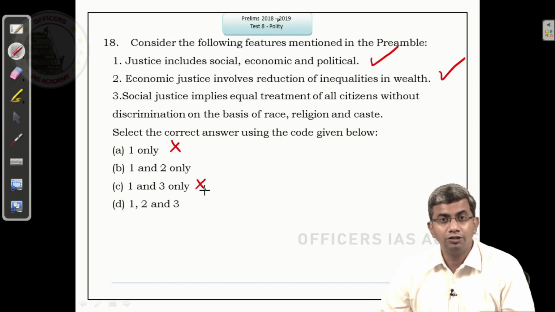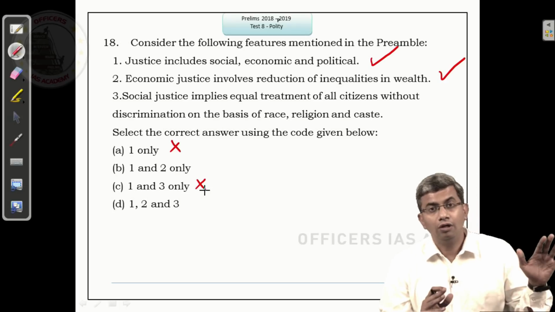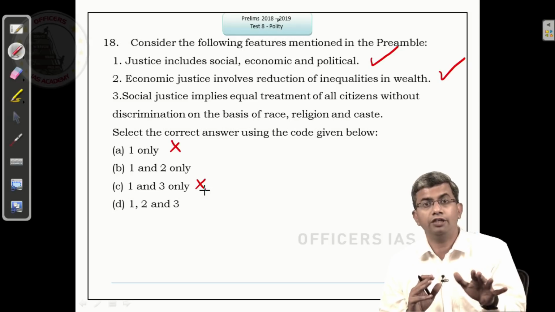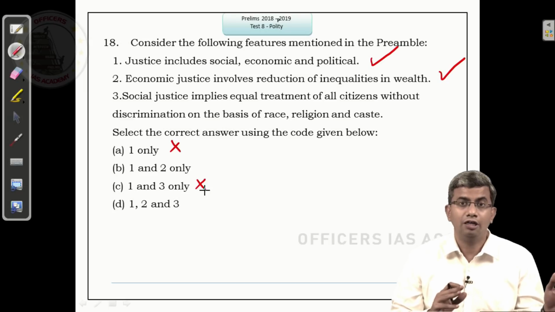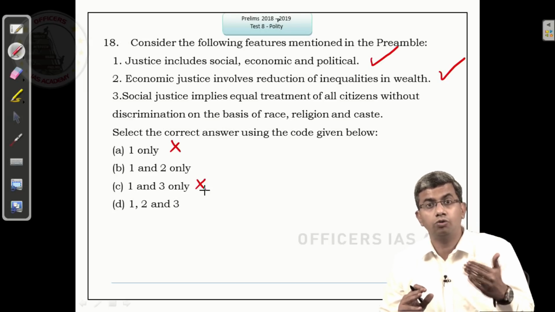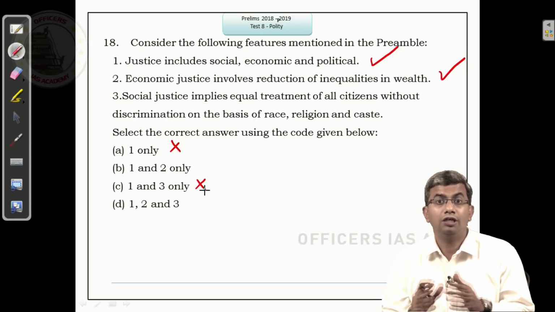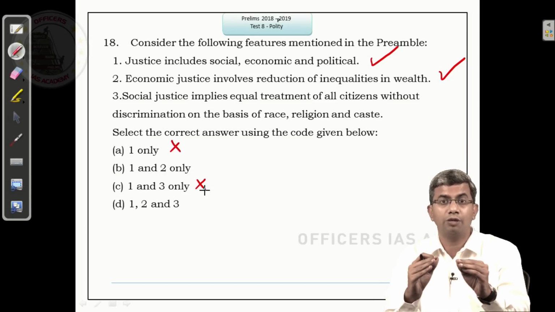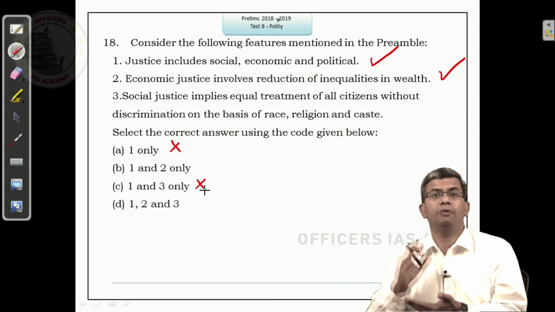So what is social justice? Social justice is setting right the competing claims of various classes and also trying to set right the caste based discrimination which was prevalent in this country for centuries together. In order to set that right, we have social justice. And that is what is offered through various reservations and affirmative actions. So the third statement is wrong. The third statement is actually political justice. It is equality, where you treat everyone equally without discrimination. Social justice positively discriminates in favor of the underprivileged classes.